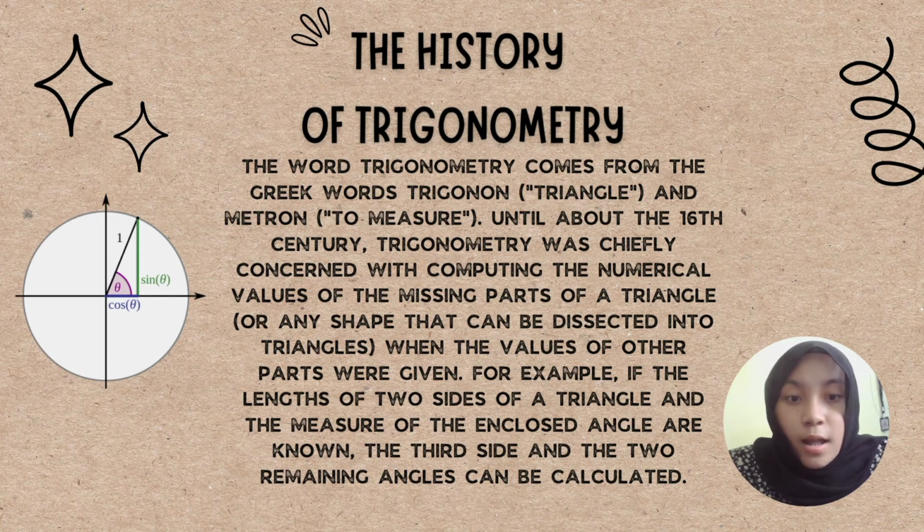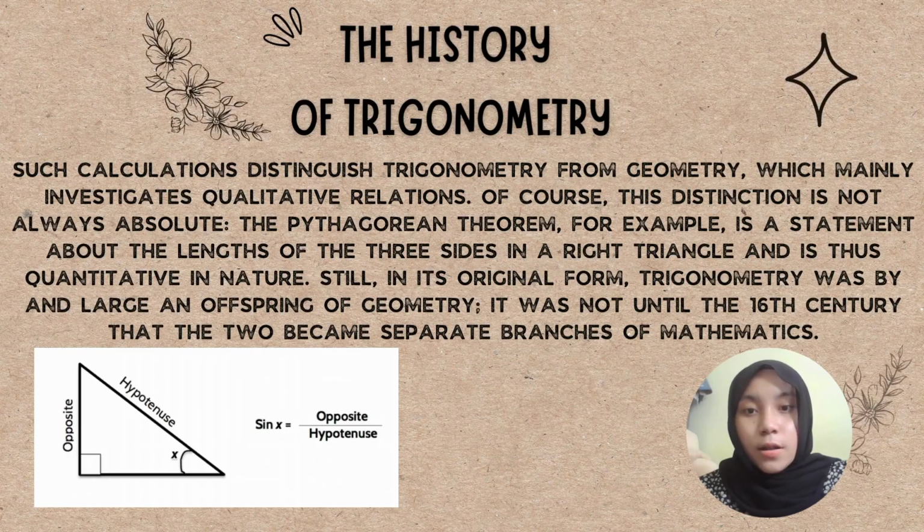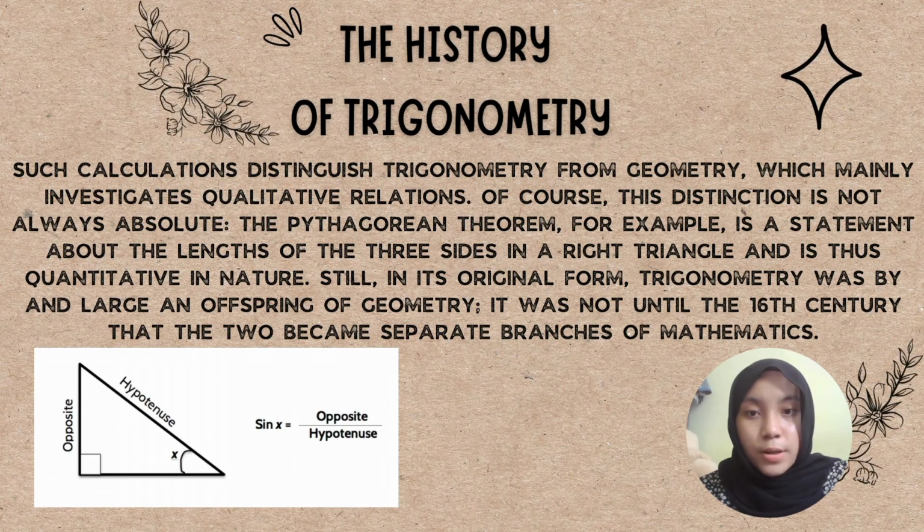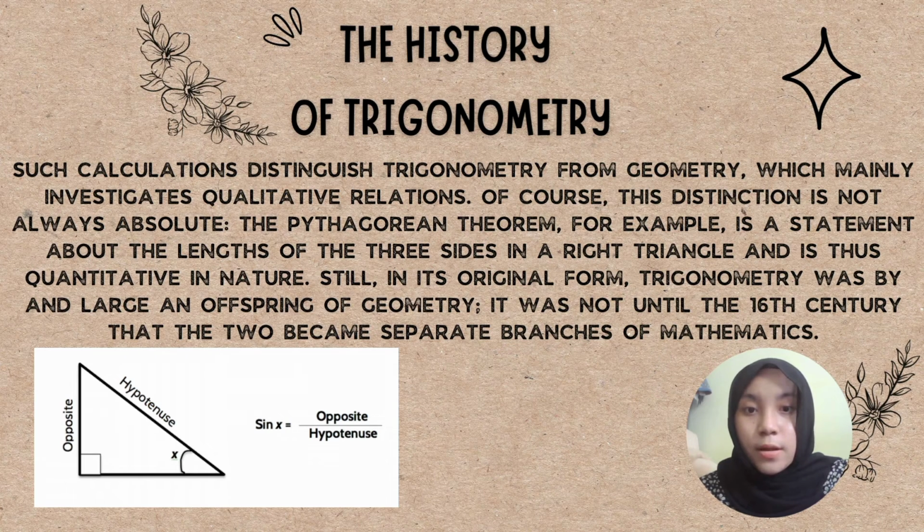For example, if the lengths of two sides of a triangle and the measure of the enclosed angle are known, the third side and the two remaining angles can be calculated. Such calculations distinguish trigonometry from geometry, which mainly investigates qualitative relations. Of course, the distinction is not always absolute.